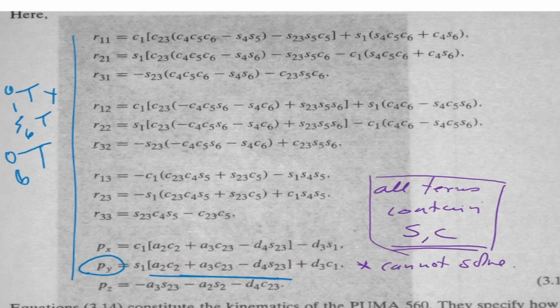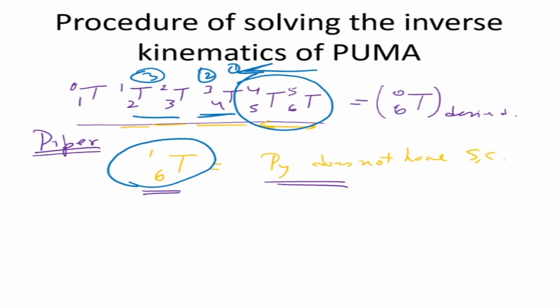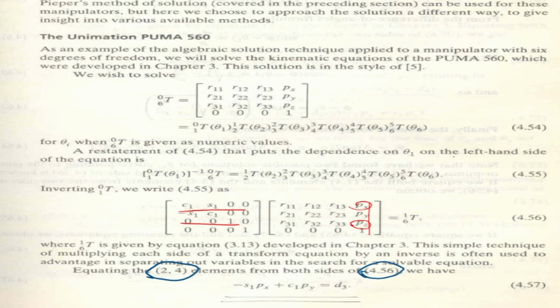So it's very important for us to understand why it happened that this particular term did not contain a sine and a cos. So the solution procedure, let me go through at least the first part very quickly. What we did in this matrix is essentially remove the variable theta 1.